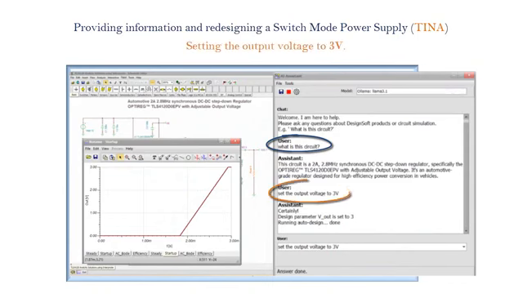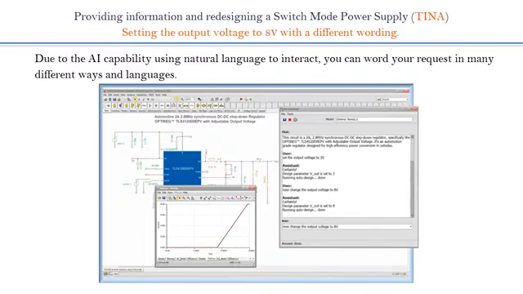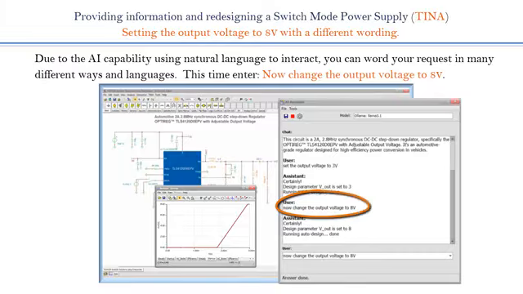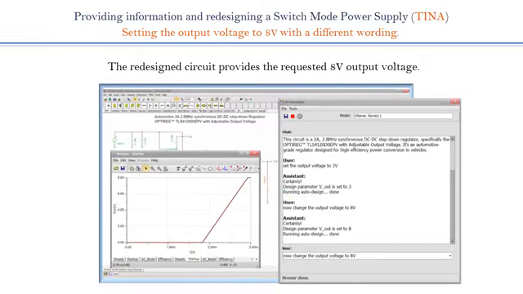Setting the output voltage to 3 volts. Due to the AI capability, using natural language to interact, you can word your request in many different ways and languages. This time enter. Now, change the output voltage to 8 volts. The redesigned circuit provides the requested 8 volts output voltage.